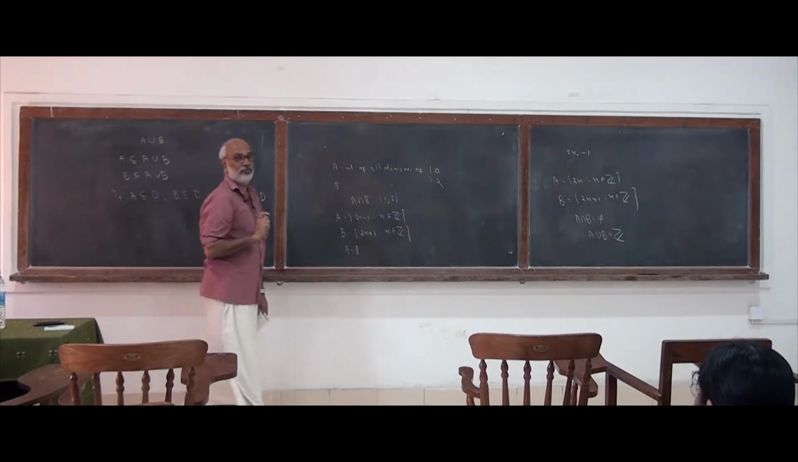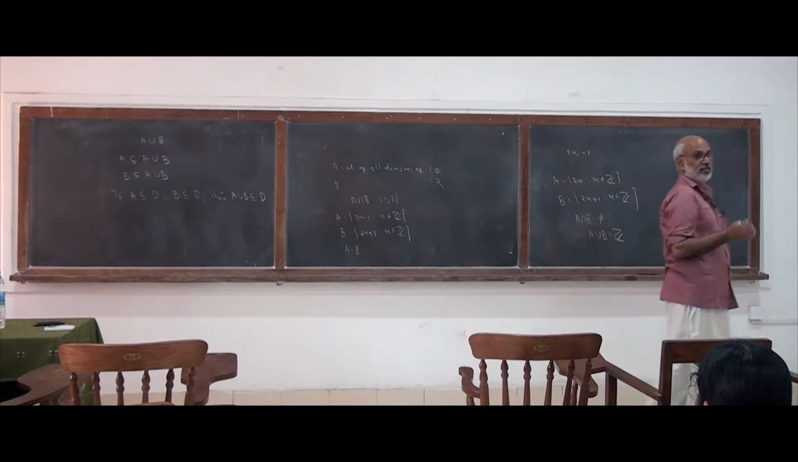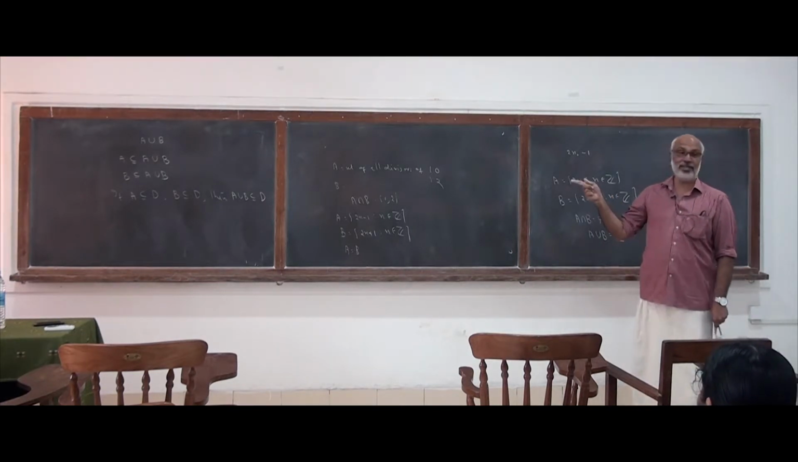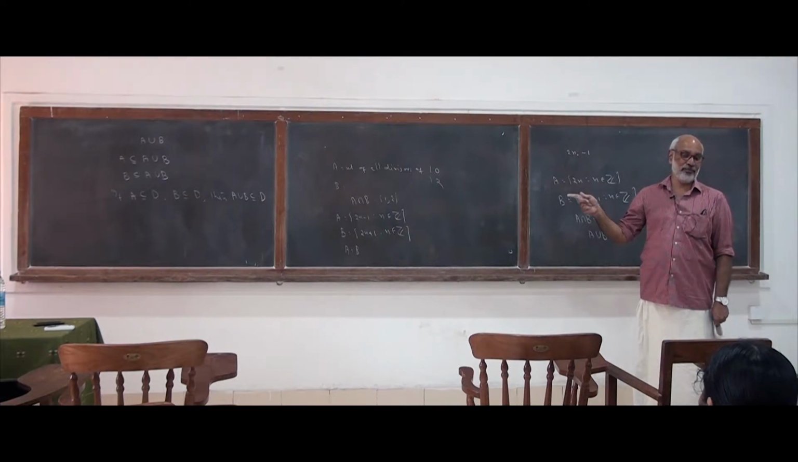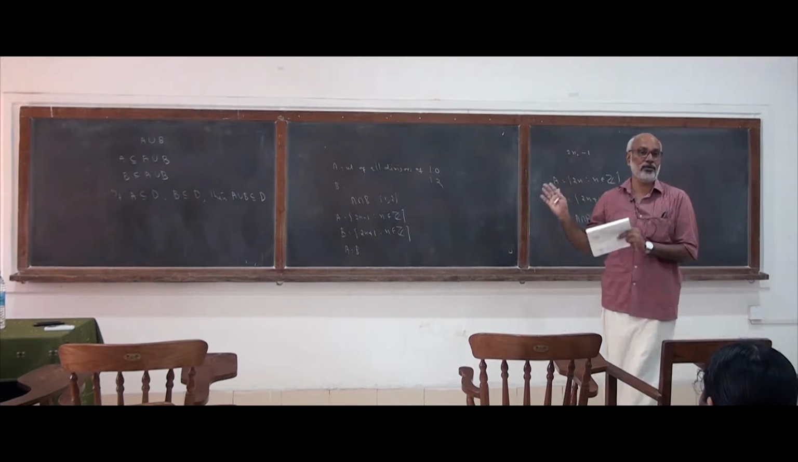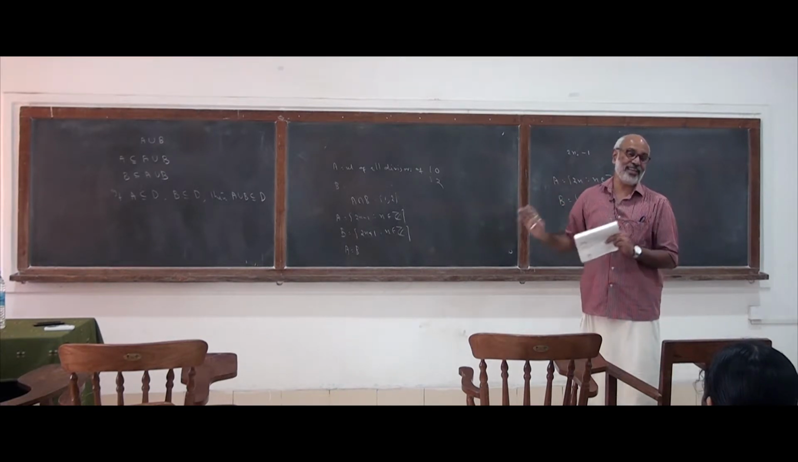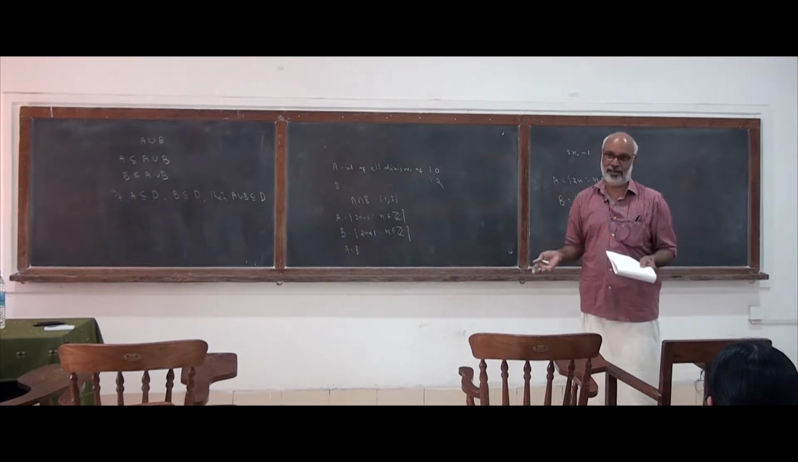Now what is the meaning of this? This means that A union B contains A and B, and that it is also the smallest set containing both A and B. Because if D is any set containing both A and B, A union B is contained in D. That is, A union B is the smallest set containing both A and B.